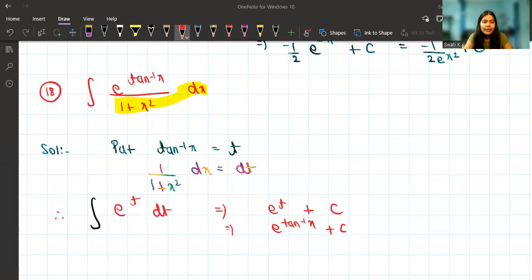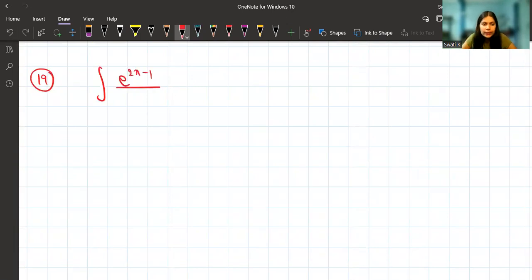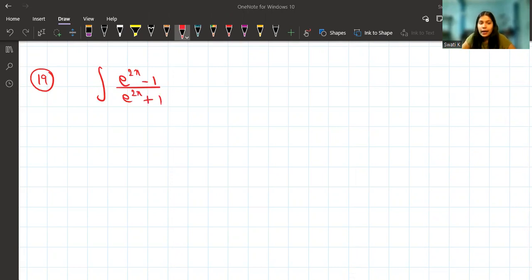Okay, now let's move to the 19th question. In the 19th question, we have to integrate e raised to 2x minus 1 upon e raised to 2x plus 1. Okay, there is one mistake that I'm making. This minus 1 and plus 1 are not on the power. Okay. So here, before we substitute, we are going to simplify it. Why are we going to simplify it? Because that will make our solution much, much easier. So what are we going to do?